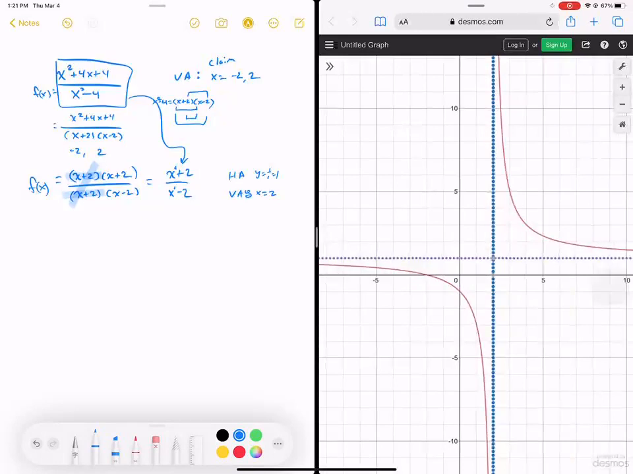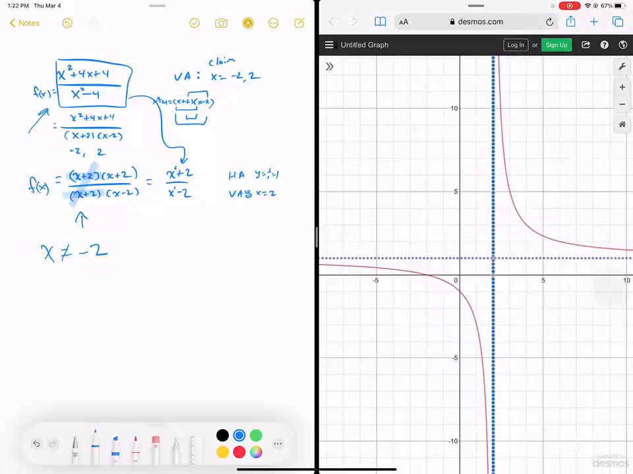Okay, so we have our graph. But this is still wrong. We have one point that's missing, and that's where our hole comes in. So I want you to look back here at the term that we canceled out. We canceled out the x plus 2. But in the original function, we weren't allowed to. X could not be negative 2, could it? That's negative 2 right here, and this is where our hole falls.